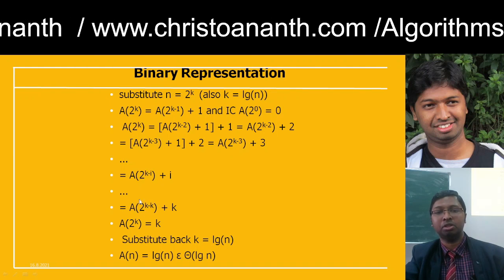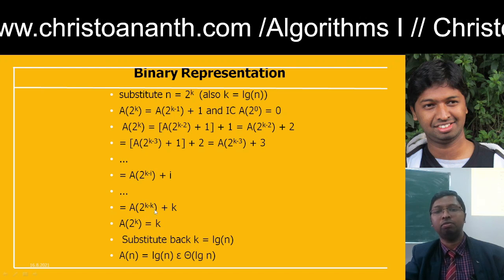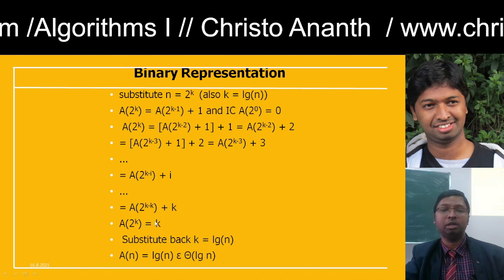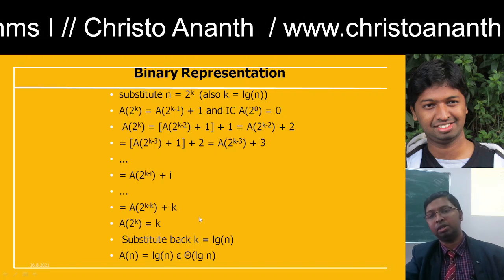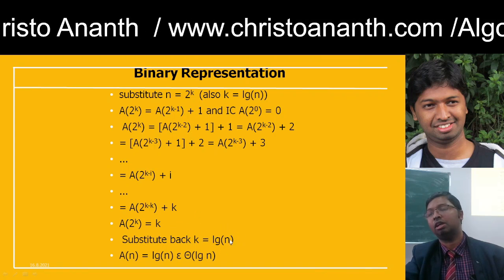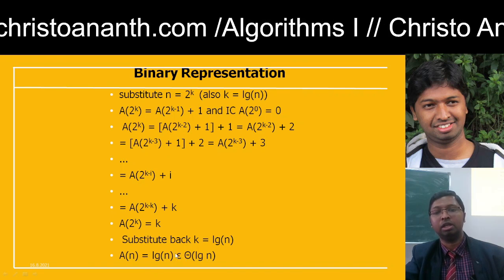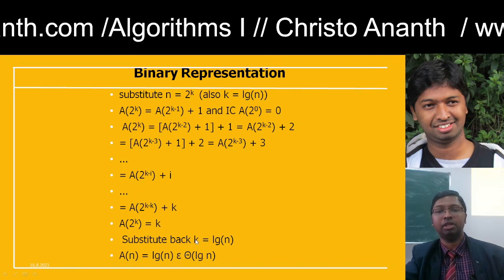This is actually 2 power 0. It is actually 1. Okay. A of 1 plus k. So that is actually the total function will be equal to this k. So let us take the case if you take this as a logarithmic function of n. So a of n is equal to log of n, which belongs to theta of log of n.